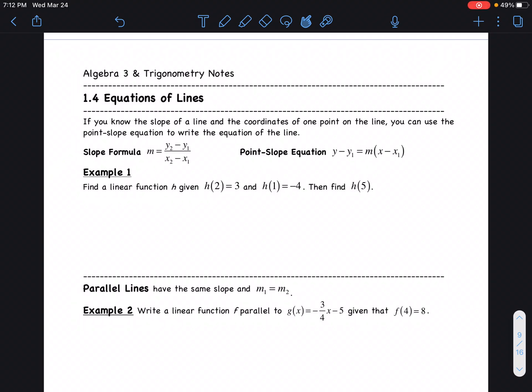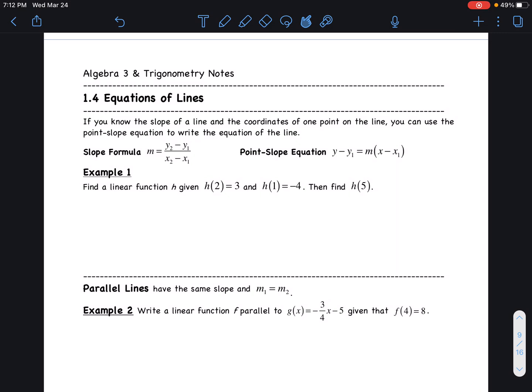We're going into section 1.4. Our goal today is to write equations of lines. You have seen this topic in Algebra 1 and Algebra 2. Now you're going to see it for a third time. So if it hasn't clicked before, it should click this time, hopefully.